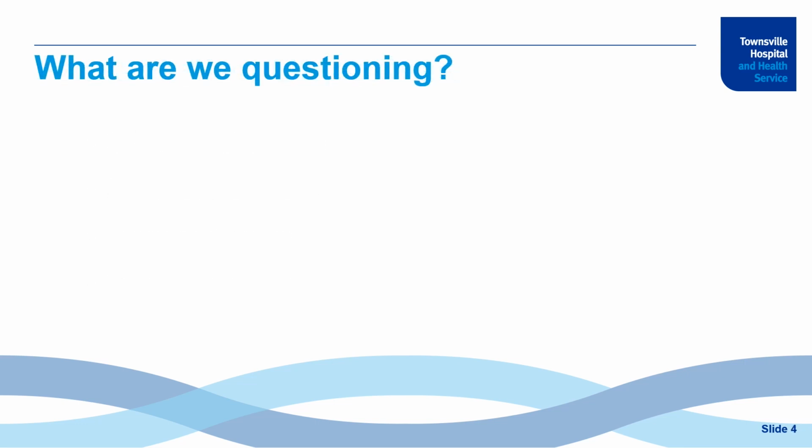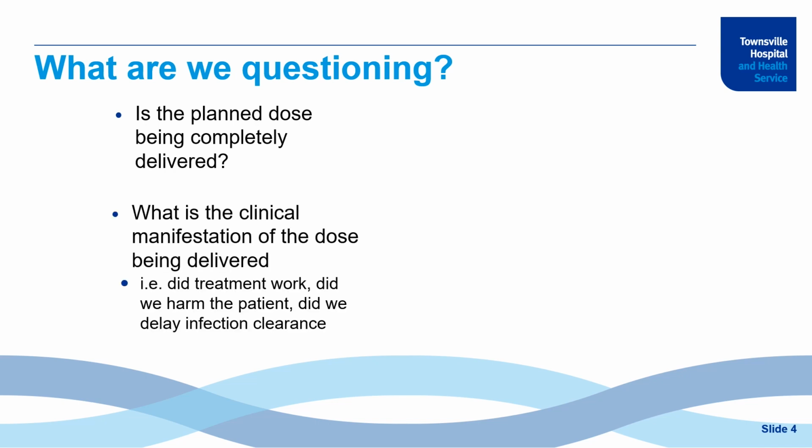Okay, so let's start from the beginning. What do I actually think about when we're questioning evidence for medications for OPAT? So the first part is the planned dose from the clinician actually being completely delivered to the patient? And then the second part is what's the clinical manifestation of that total dose actually being delivered? So did we actually clear the infection? Did we treat the patient appropriately?